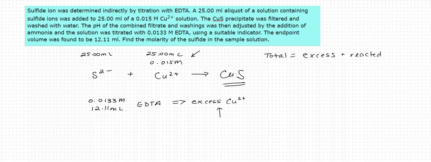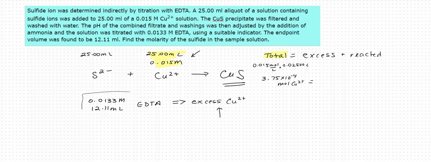So the total copper is going to be represented by this calculation. We're going to take 0.015 moles per liter, and we're going to multiply it by the volume in liters, 0.2500 liters, and then we will get the amount of moles of copper that was added to the solution. So I get 3.75 times 10 to the negative 4 moles of copper.